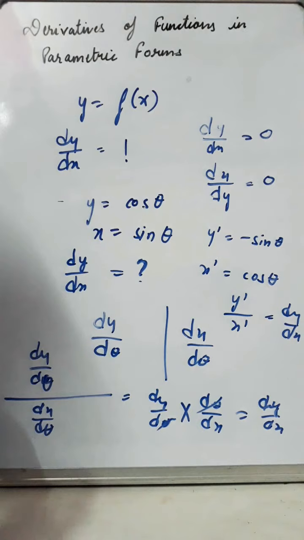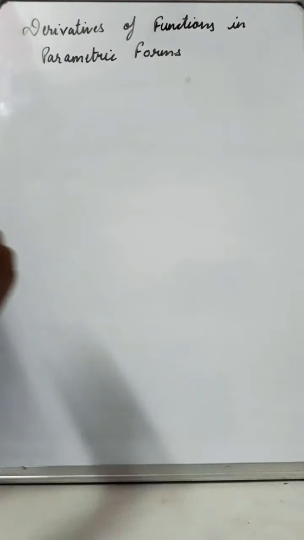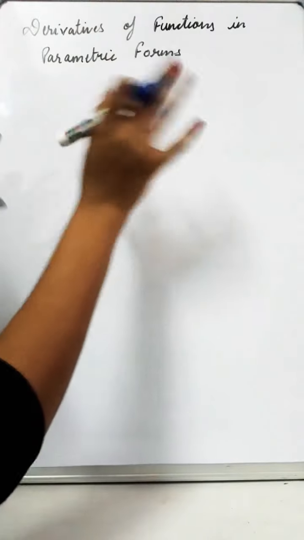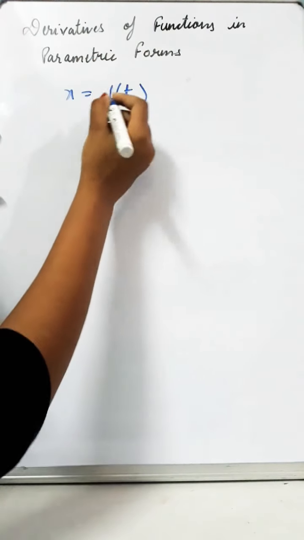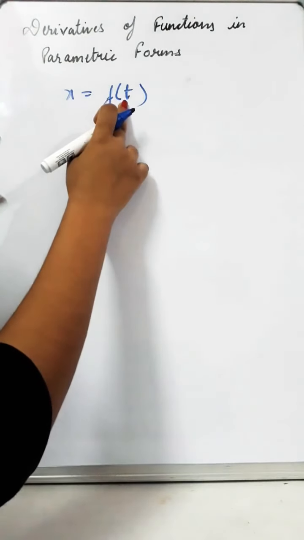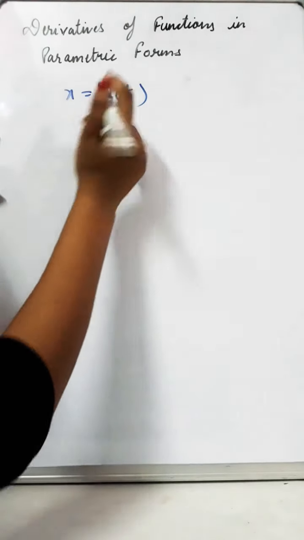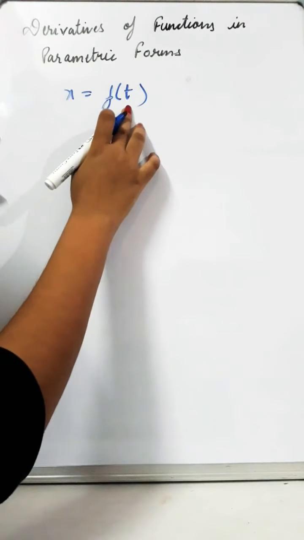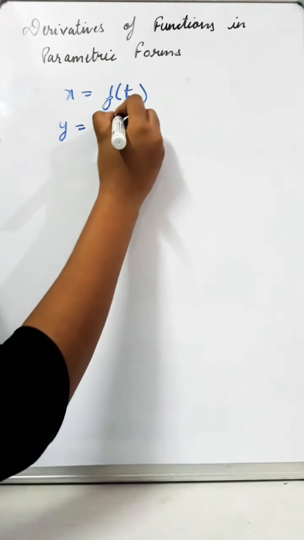We will know better about it through some examples. The general form is this. x is defined in terms of some parameter t. For the previous example we took the parameter as theta; here I am taking it as t. So here x is a function of t. Similarly, y is a function of t.